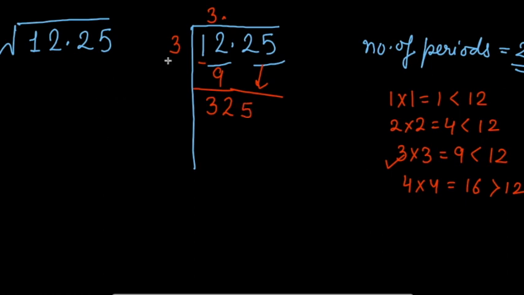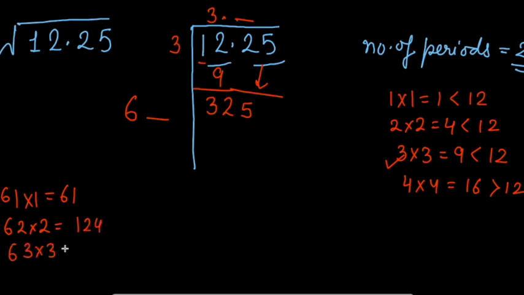Okay, now 3 plus 3 gives you 6. Again you have to place one digit here. So we will again try the combinations. If I say 61 into 1, 61, 62 into 2, 124, 63 into 3, 189. If I go 64 into 4, 256. If I go 65 into 5, which gives me same 325, right?